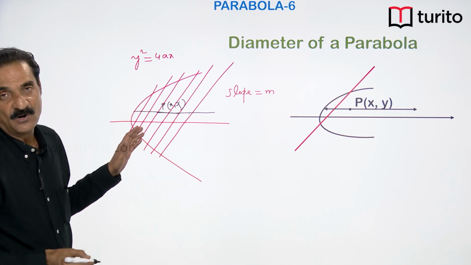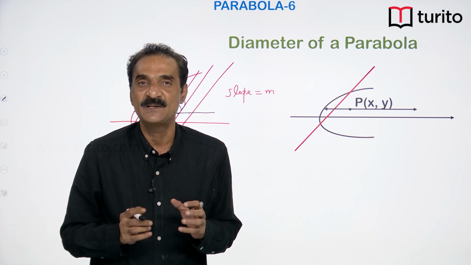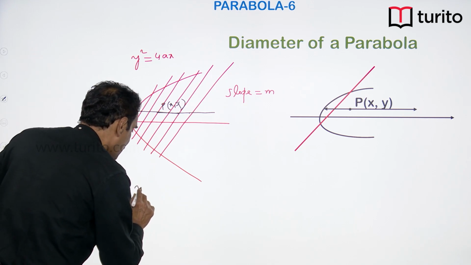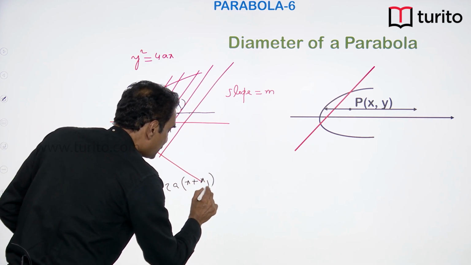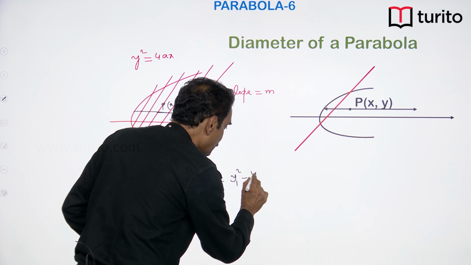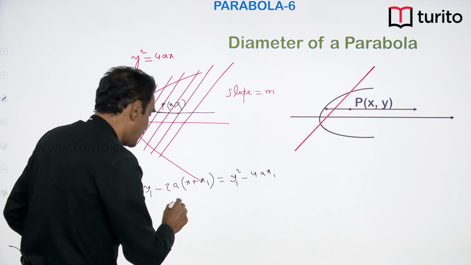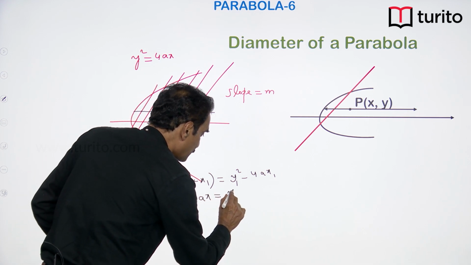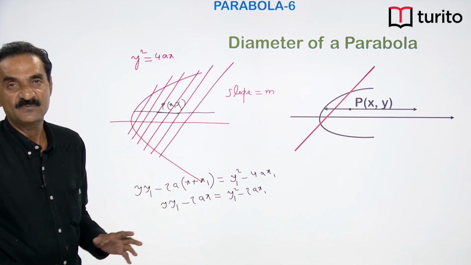Then what is the equation of this chord? We have already proved that the equation of the chord with midpoint P (x1, y1) is S1 is equal to S11. So for this equation, what is S1 is equal to S11? y y1 minus 2a into (x plus x1) is equal to y1 square minus 4a x1. Cancelling minus 2ax, minus 2ax1, you will get y y1 minus 2ax is equal to y1 square minus 2ax1. This is the equation of the chord with midpoint (x1, y1).